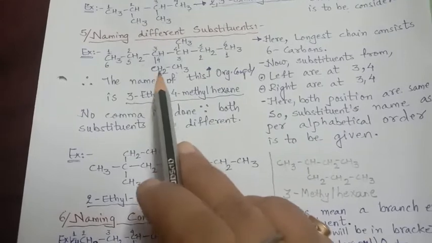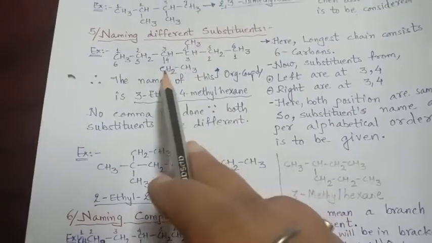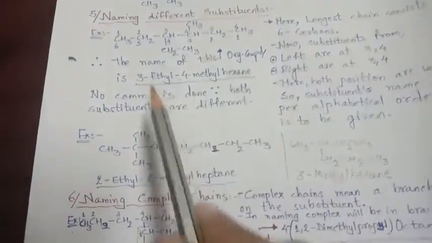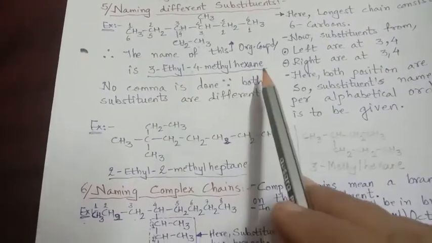So once again, ethyl and methyl. Ethyl comes first in alphabetical order. So 3 ethyl, 4 methyl hexane.